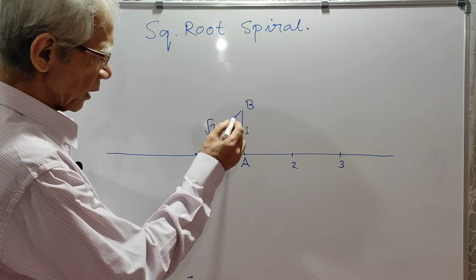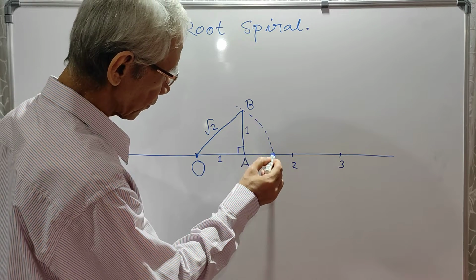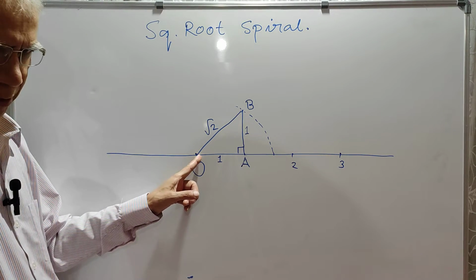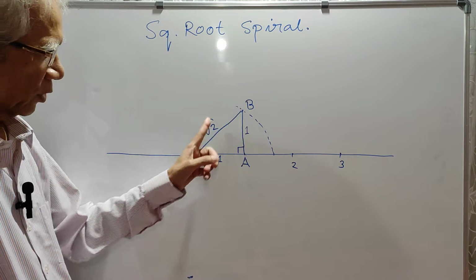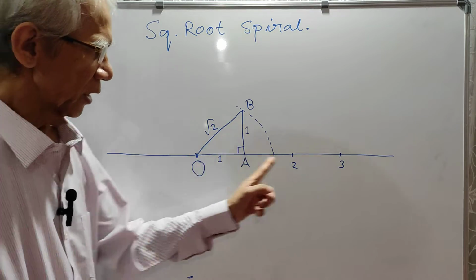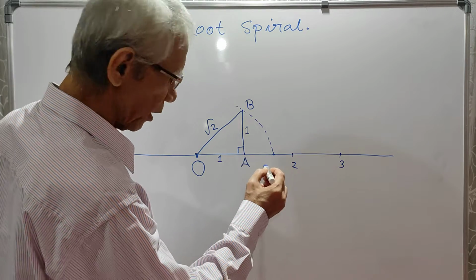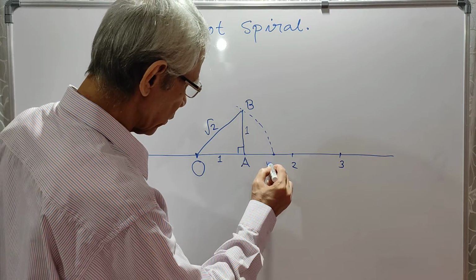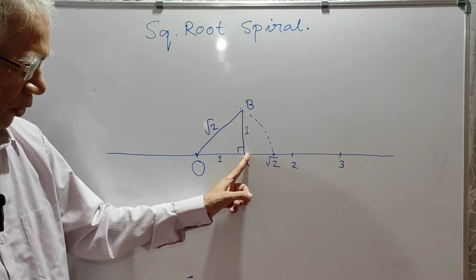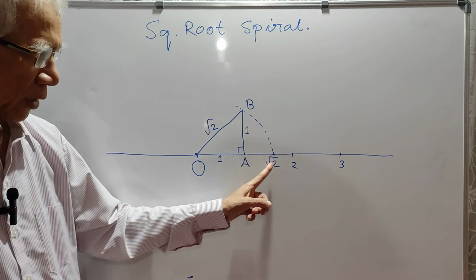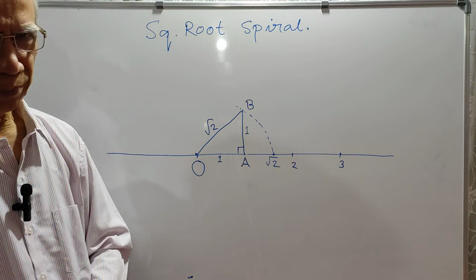Now taking O, the origin or 0, as center and OB as radius, we draw an arc. This arc cuts the number line at this point. This point is the position of root 2. So it is between 1 and 2. This is 0, this is the position of 1, this is 2. Between 1 and 2, the value root 2 lies. So this is how we have located root 2.